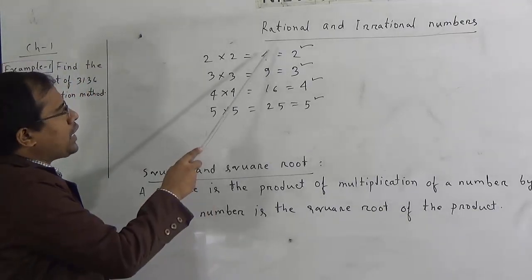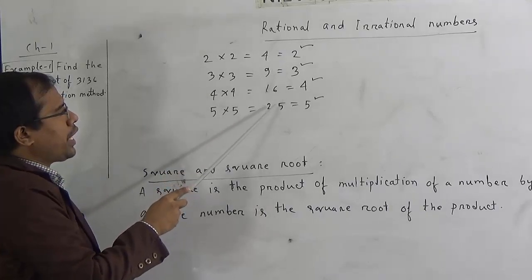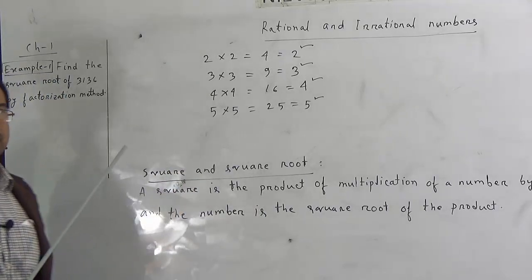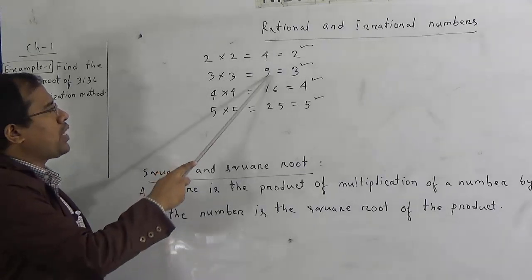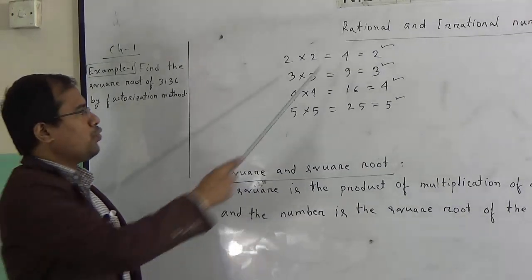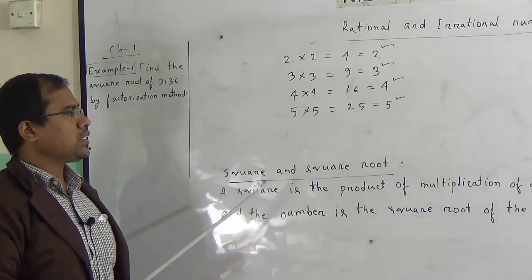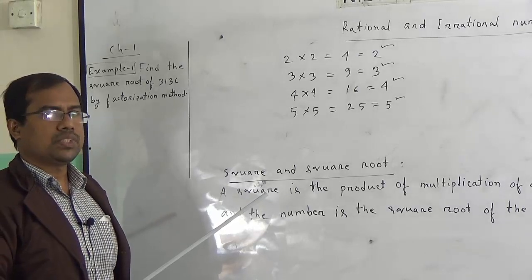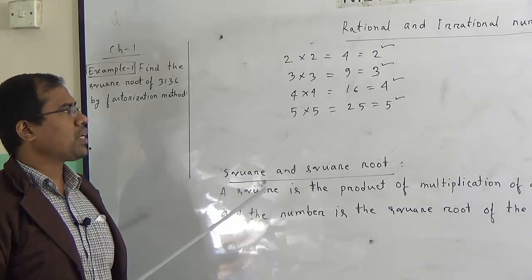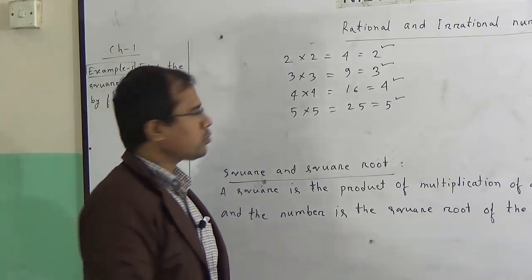Here 4, 9, 16 and 25. These types of number are called perfect square number. 4, 9, 16, 25, 36, 49, 64, 81. These types of number are called perfect square number.